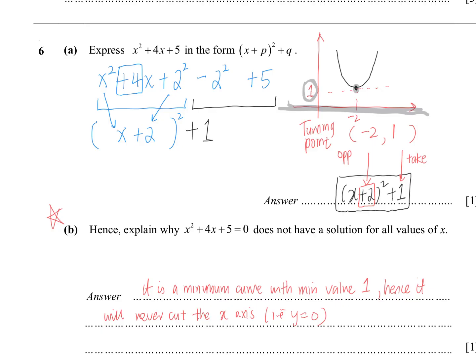Why does the x plus 2 become minus 2 on the graph? Because if you want to make this value the smallest possible, you need to make this thing 0. To make this thing 0, x must be minus 2, so the bracket must be equal to 0. That's why if you read the turning point, it's always the opposite of this. So this is a shortcut.